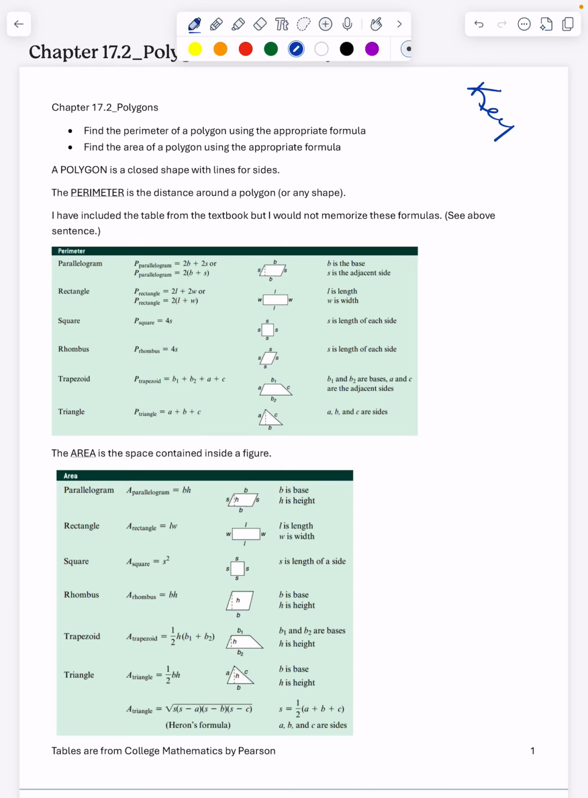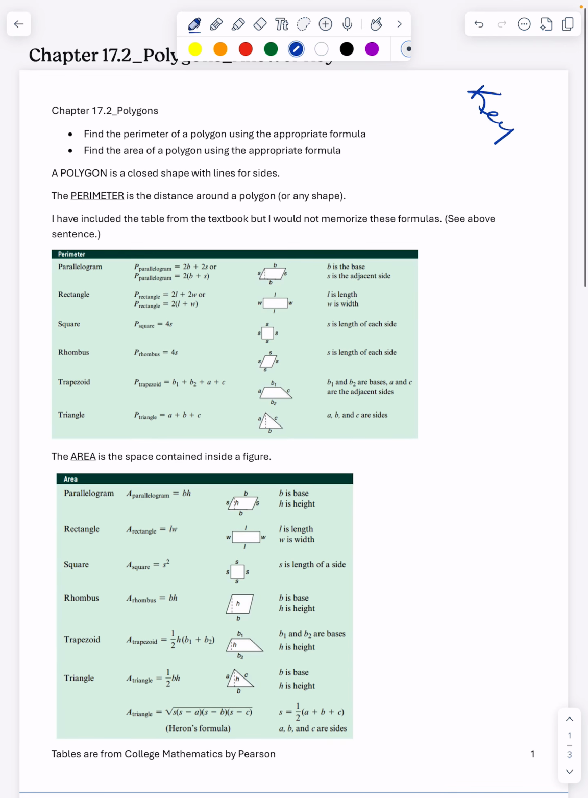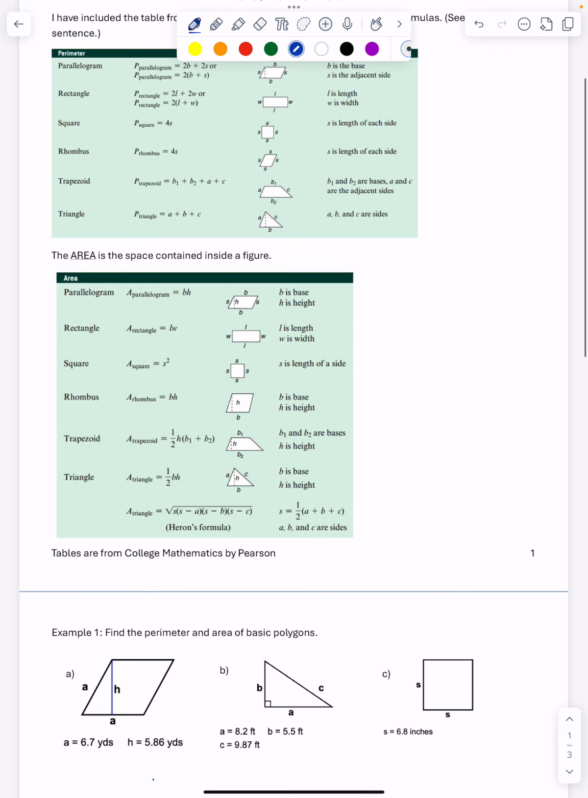Okay, this is Matt 1140. These are the chapter 17.2 notes. This is polygons. Now I've included the tables from the textbook, tables for perimeter and for area.